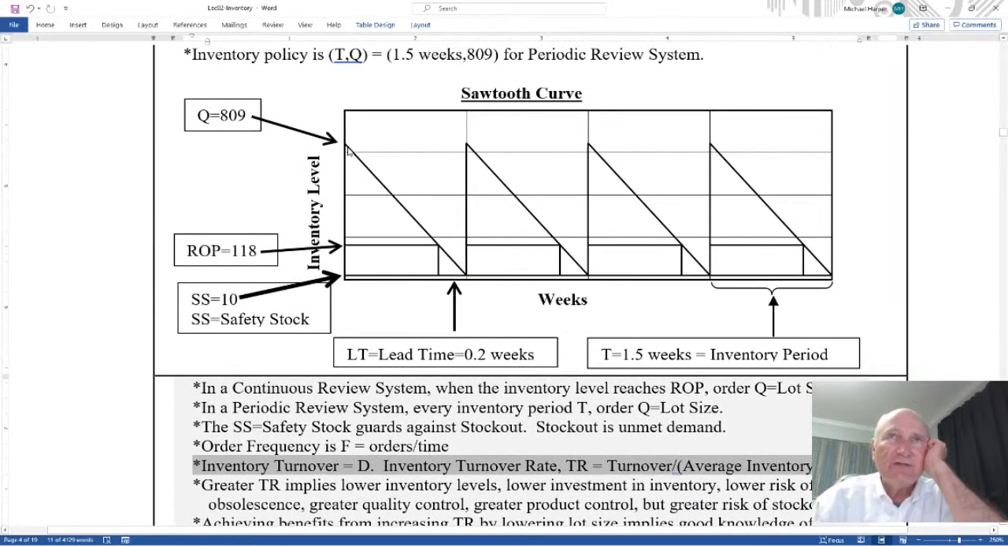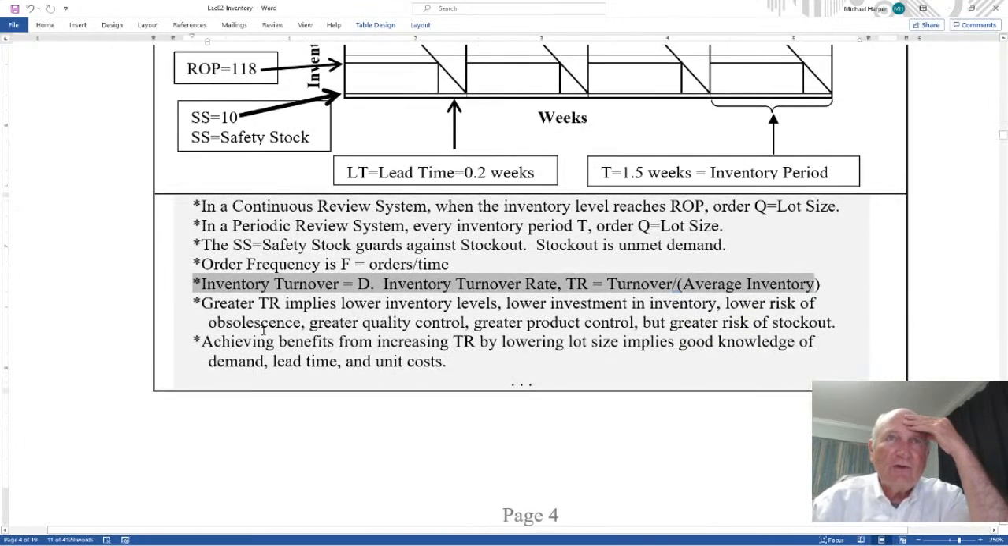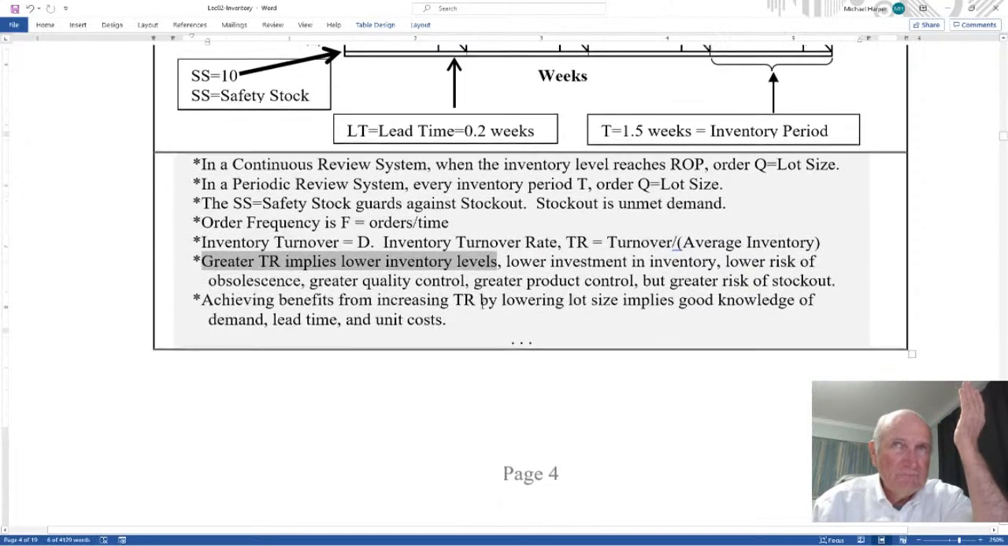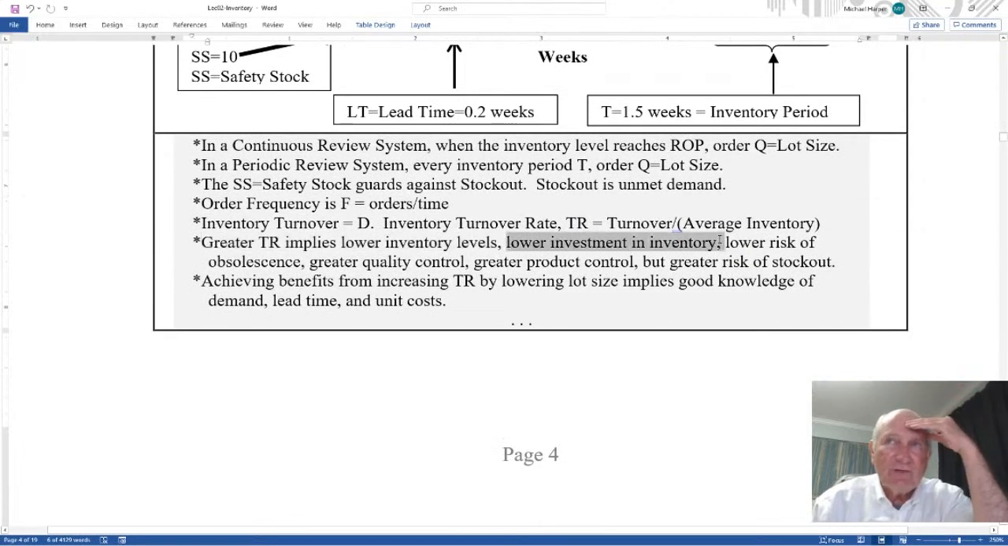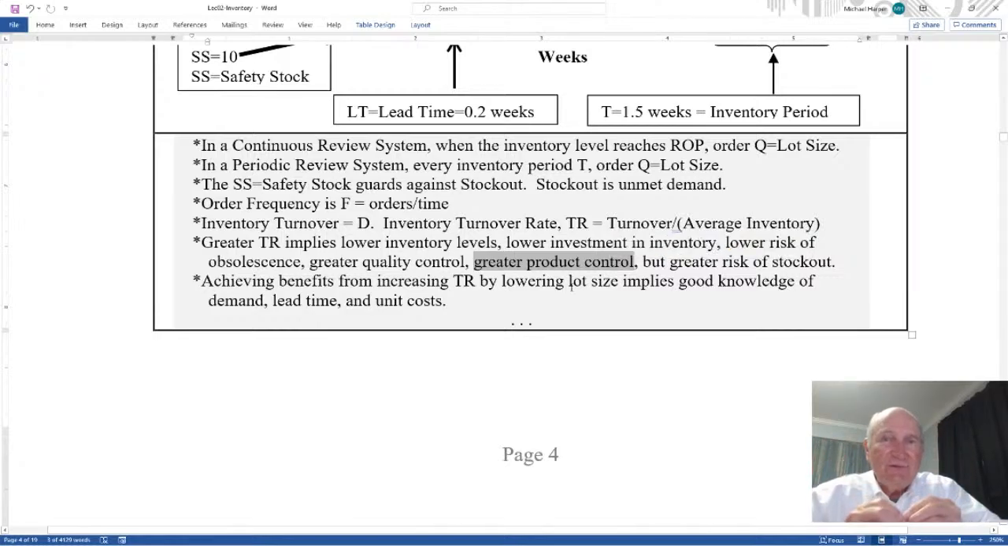Essentially the way you do that is just simply lower your inventory. If you lower your average inventory, you turn over very, very quickly. A greater turnover rate implies lower inventory levels, lower investment in inventory, lower risk of obsolescence, greater quality control because you don't have as much inventory to examine, greater product control because you have less inventory to control, but greater risk of stock out.